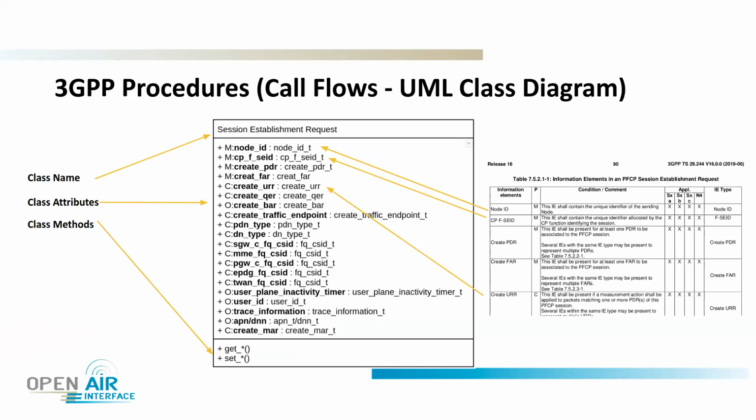And if there is a group information element, we use an independent class. For example, create far is again a group of several information elements, so we define a separate class for it.